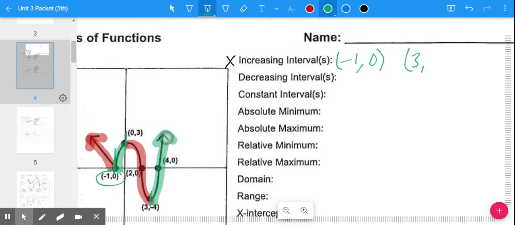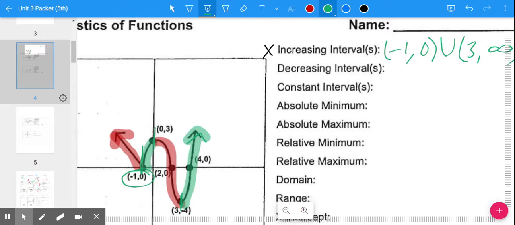And it never stops increasing. That's what that arrow represents. It's going up, the x values are increasing forever, so that means they're going to be positive. Now we also put this U in between them. That is a union. That's saying these two places together are where this is increasing. It's uniting the two intervals where the graph is increasing.